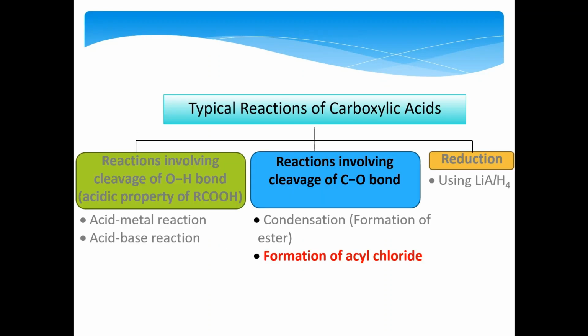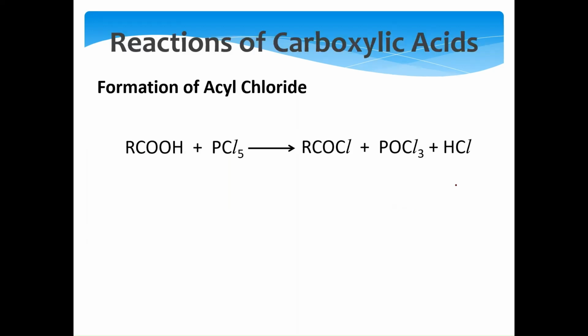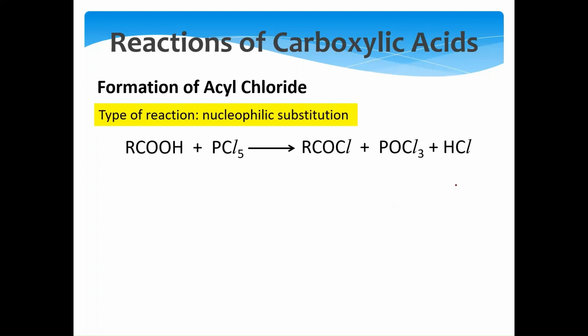Next, we'll take a look at the formation of acyl chloride, under the reactions involving the cleavage of the C-O bond. This is a type of nucleophilic substitution reaction. You will see that the OH in the COOH group will be substituted to give you Cl. The OH will be substituted to give you Cl in the acyl chloride.